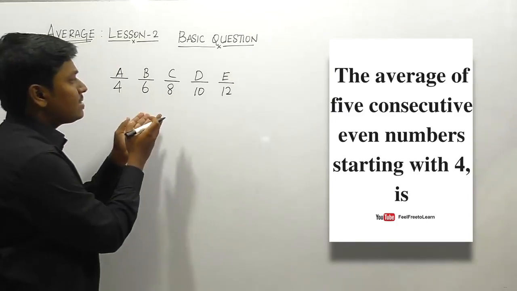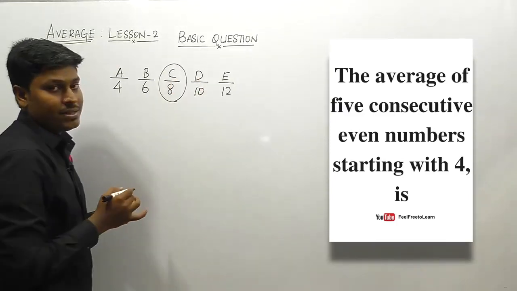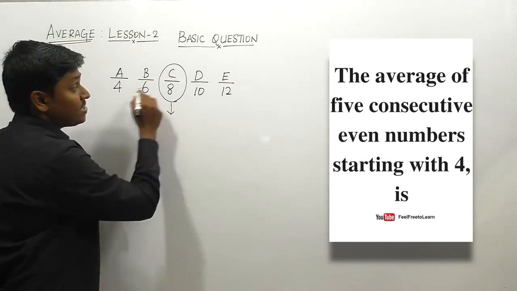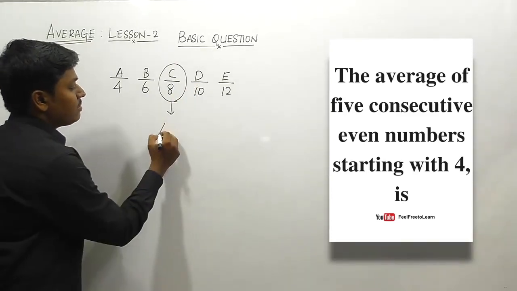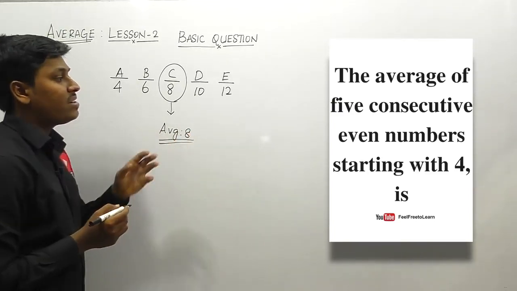Listen here friends, in the basics itself I have told you, if it is a consecutive number, then the center number will be its average. So finally we can say that the average for these 5 consecutive even numbers will be 8. So finally we got an answer 8, that is for question number 4.